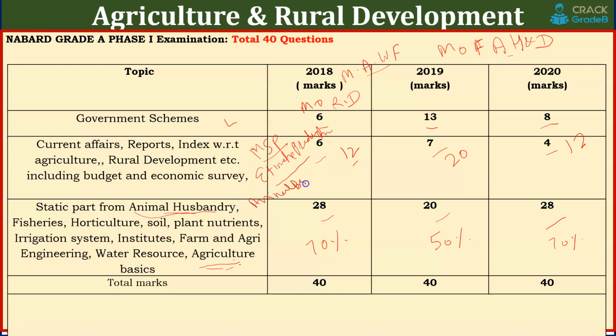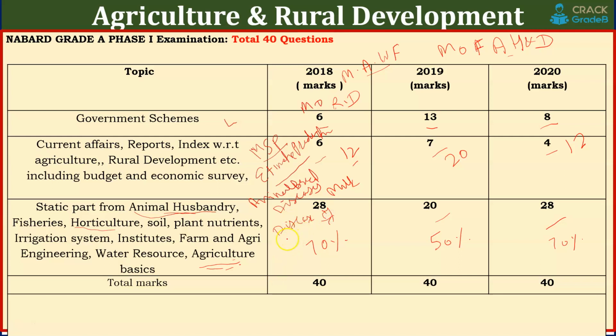Animal breeds are repeatedly asked. Diseases of animals and milk properties, they have repeatedly asked. Similarly, fisheries, types of fisheries, they have asked in previous year papers, previous year exams. Horticulture, specifically diseases of plants, horticulture plants.